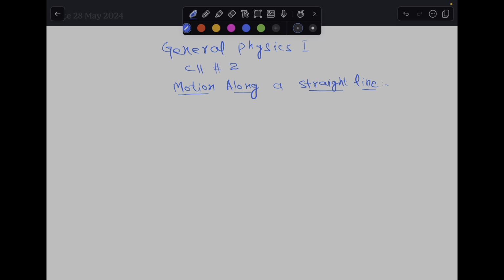So we are learning mechanics, in which we study the motion of objects. So in mechanics we have two heads.